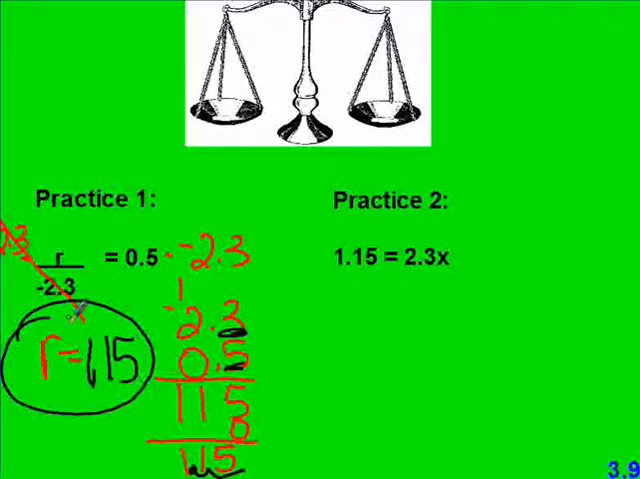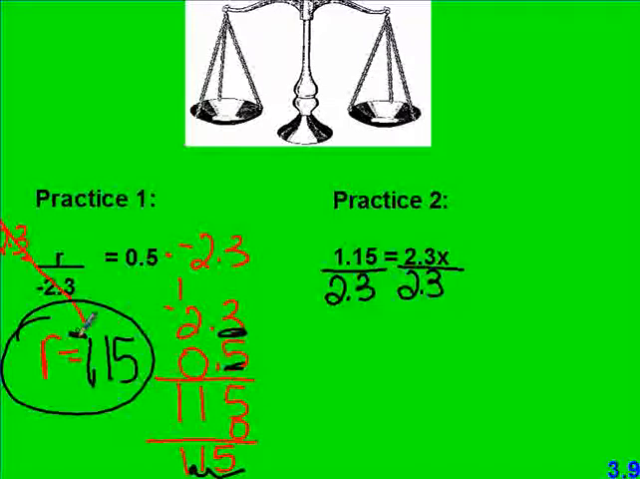Let's look at practice 2. I want x to be by itself. Who's bugging x? 2.3 is bugging x by multiplying. The opposite or inverse is to divide. Oops, Ms. Garcia just found a mistake on the practice 1 problem. The 0.5 times the negative 2.3 is a positive times a negative, which should be a negative 1.15. Please go back and fix that in your notes.